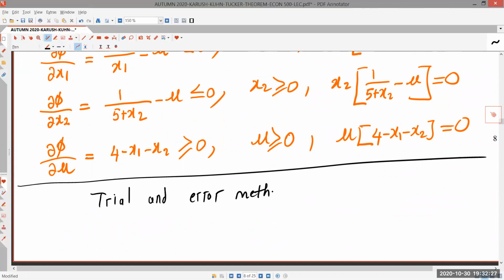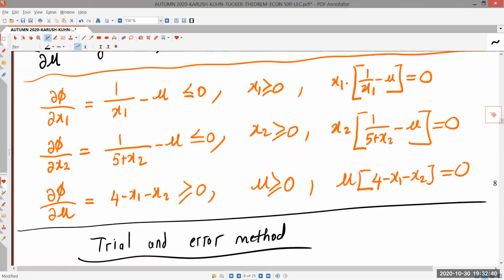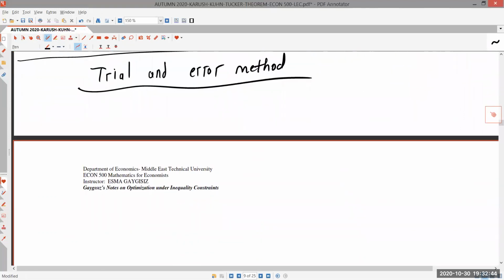And basically, I would assume that, okay, let the constraint hold. Can I get an optimum point? Let the constraint not hold. Can I get an optimum point? That's why this is called a trial and error method.